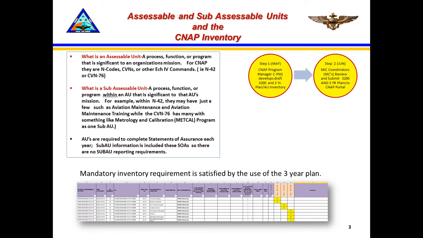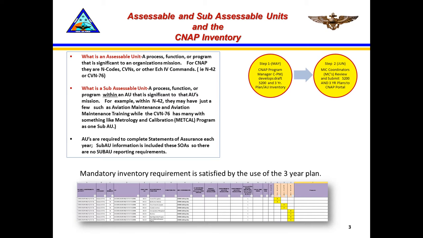For something like a ship like the CVN 76 that might have many subaccessible units because they have many different processes on the ships, one of those could be metrology and calibration. And so the same process, if there's a lot of errors amongst all their subaccessible units, then we could probably say that there's an issue that needs to be addressed, and if everything seems to be going well amongst all the sub-AUs, then we can say the controls are in place.